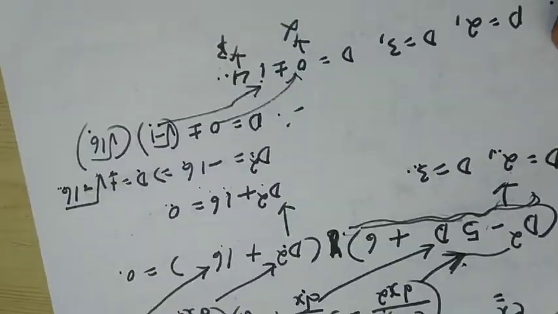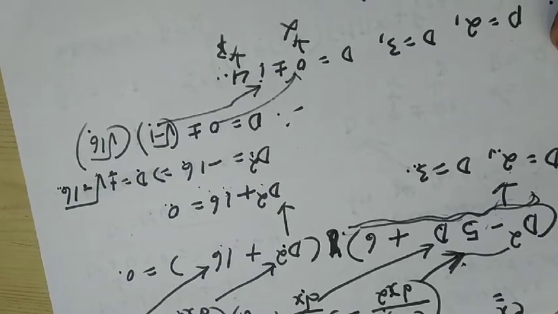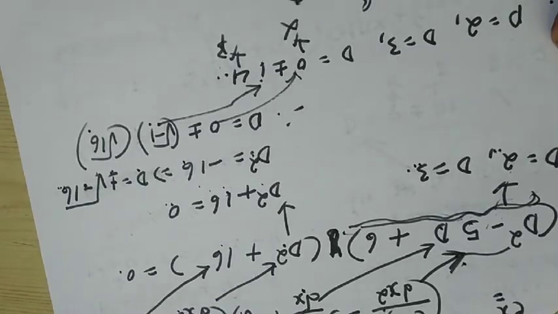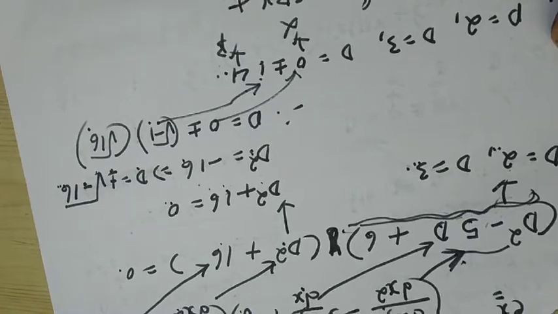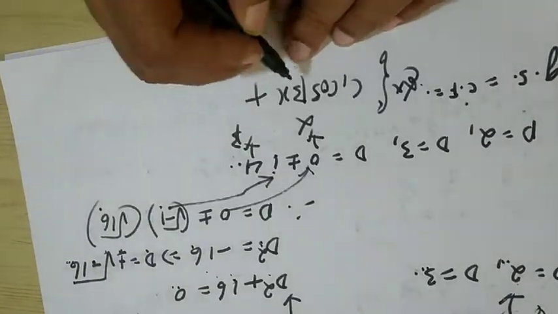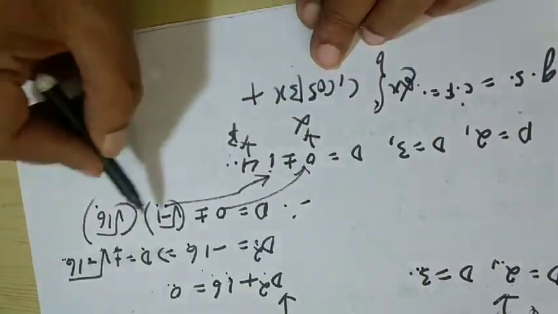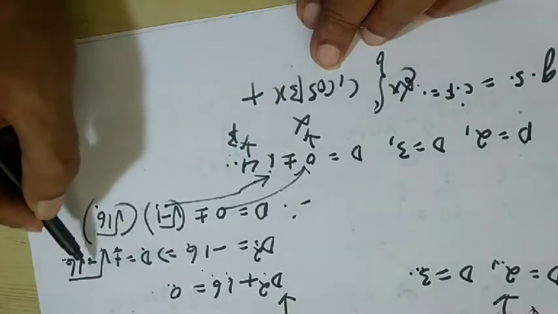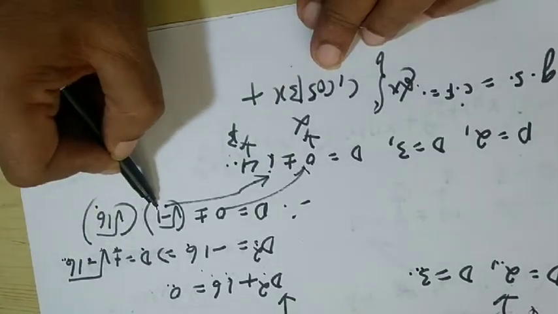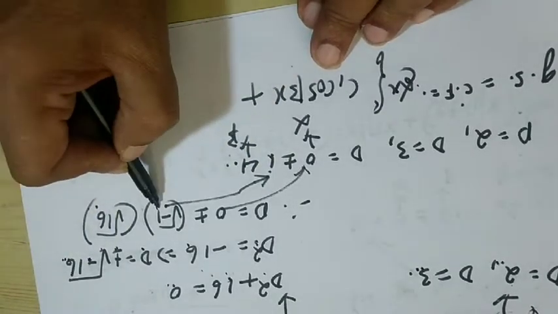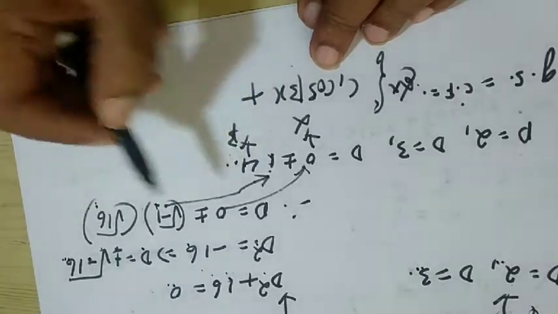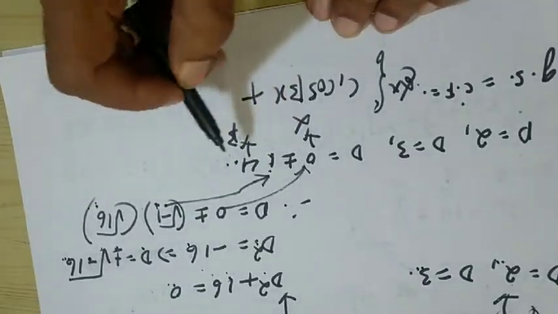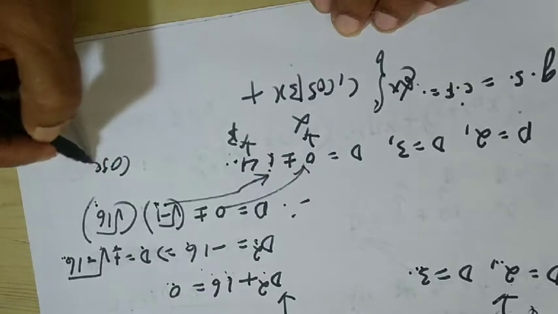So what is the complementary function? These are complex roots. Observe, root of minus 1 is i. Here root of minus 16 is written as root of minus 1 into root of 16. Root of minus 1 is i, root of 16 is 4. So complex roots, this is coming under case 3.